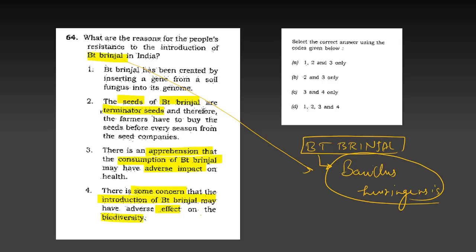Only one word in biotechnology. BT means Bacillus thuringiensis, you should know. And you should also know that with Bacillus thuringiensis, what we are doing is taking a gene from Bacillus thuringiensis, which is a bacteria.